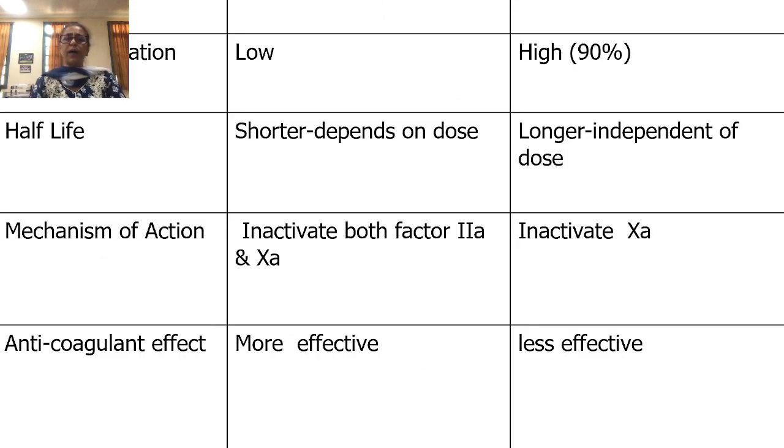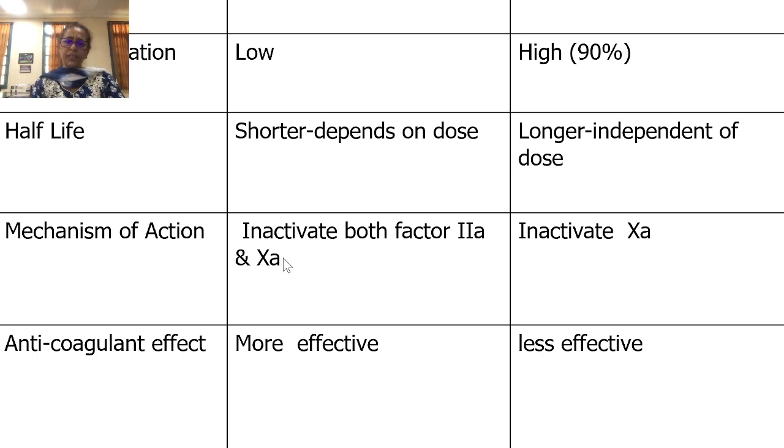Now, how is unfractionated or high molecular weight heparin different from low molecular weight heparin? As the name suggests, the molecular weight of unfractionated heparin is 30,000 daltons and that of low molecular weight heparin is 5,000 daltons. The biotransformation of unfractionated heparin is low, and low molecular weight heparin biotransformation is high, up to 90%. The half-life of unfractionated heparin is shorter and depends upon the dose, whereas low molecular weight heparin has a longer half-life which is independent of the dose.